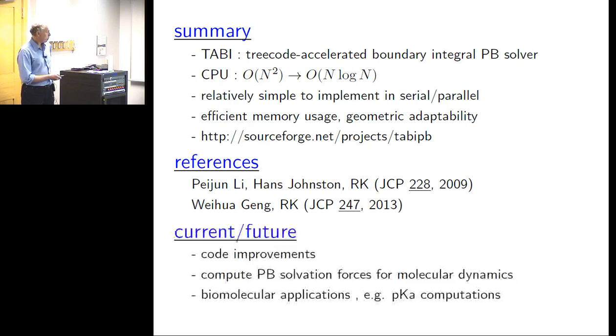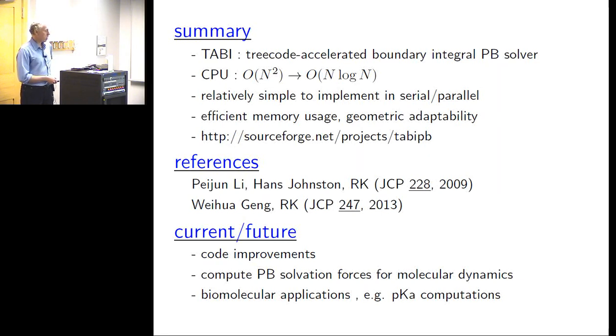And the current and future work, well, there are numerous places in which the code can be improved. We have to investigate those and see if they really lead to better performance: higher order quadrature schemes, things like that, the treatment of the molecular surface, possibly. And we have our eye on computing forces, so we're reading papers, learning about how to do that in the context of a boundary integral formulation.